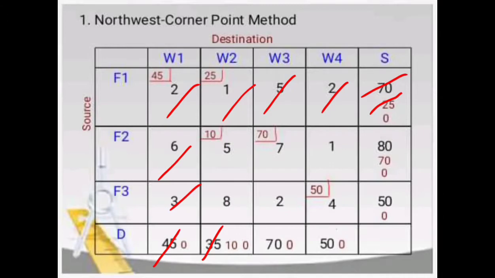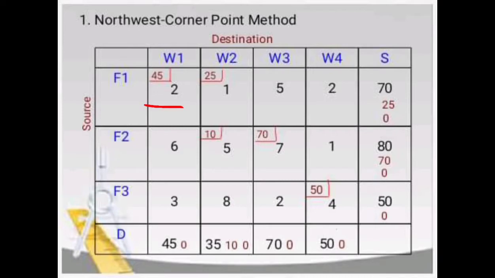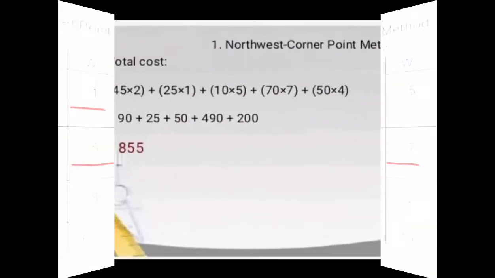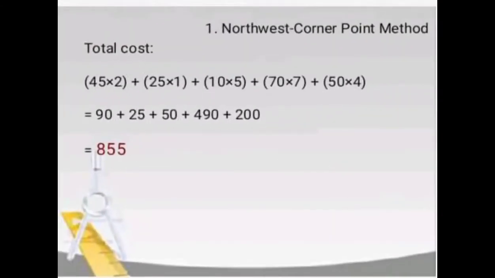And from this, we have the allocated numbers, which are 45 into 2, 25 into 1, 10 into 5, 70 into 7, and 50 into 4. So we will solve to find the total cost from this.